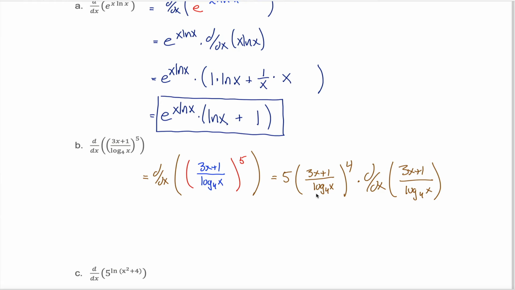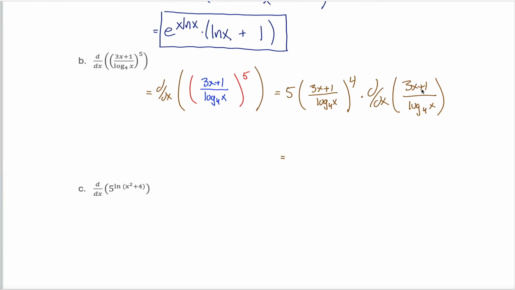The calculus is done over on this side. I'm done with my chain rule. All that's left is the calculus over here where I have a quotient rule. When I'm taking the derivative of a quotient, I end up with a quotient as my answer.